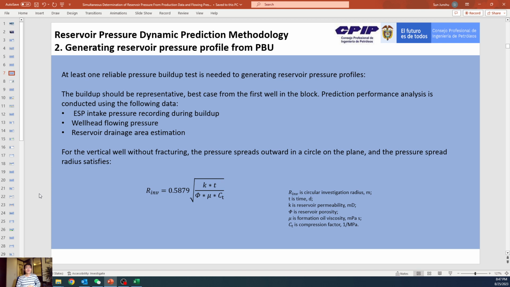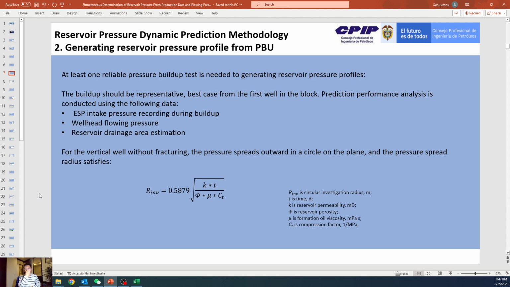Prediction performance analysis is conducted using the following data. First, ESP intake pressure recordings during buildup. Second, wellhead flowing pressure. Third, reservoir drainage area estimation.